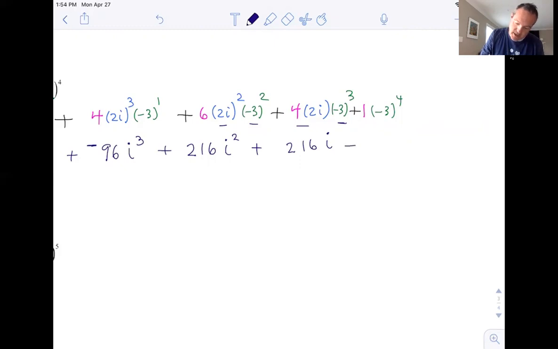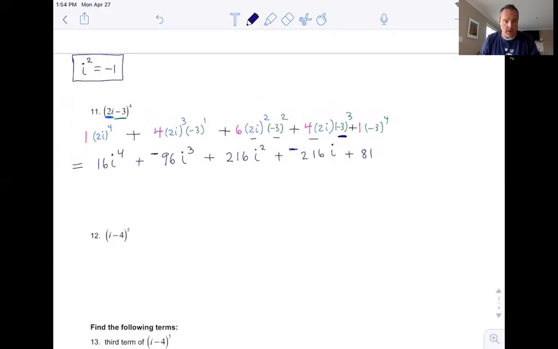3 to the 4th is 81. And again, a negative to the 4th power is positive. But that makes me think, the term just before that, negative 3 cubed, that's a negative. So I've got to have a negative in here as well. Okay.